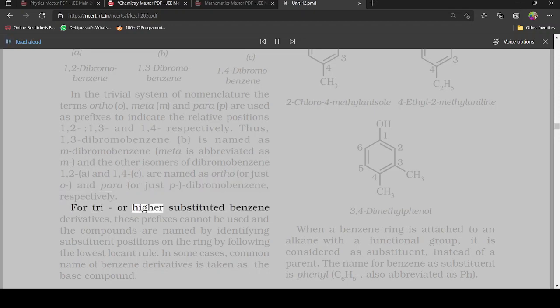For tri or higher substituted benzene derivatives, these prefixes cannot be used and the compounds are named by identifying substituent positions on the ring by following the lowest locant rule. In some cases, the common name of benzene derivatives is taken as the base compound. When a benzene ring is attached to an alkane with a functional group, it is considered as a substituent instead of a parent. The name for benzene as a substituent is phenyl, C6H5, also abbreviated as Ph.